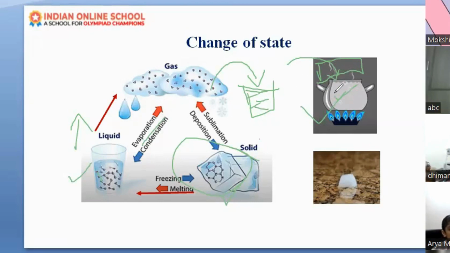So when the vapors turn into water on cooling, because it releases the energy, it is known as condensation. So condensation is a process when vapors change into liquid.